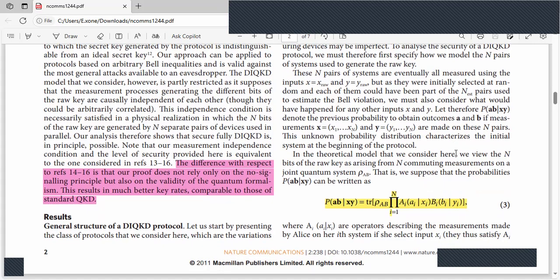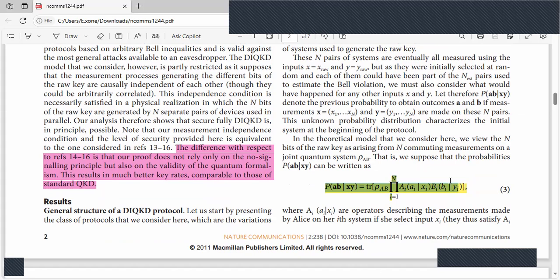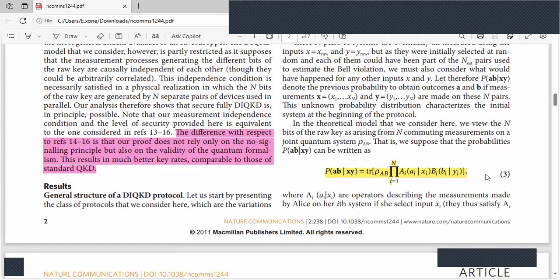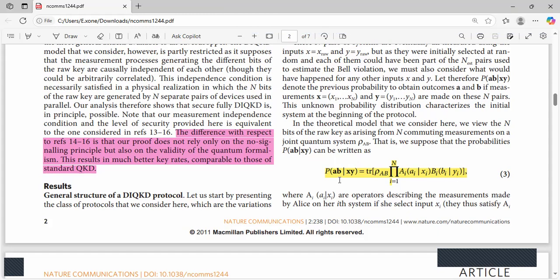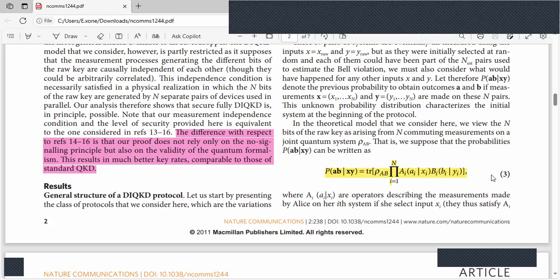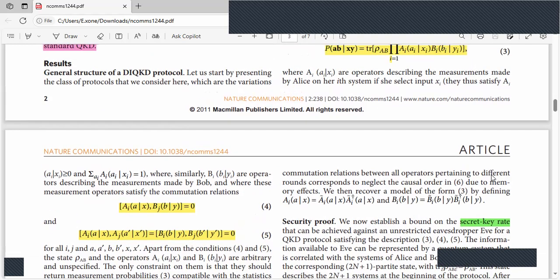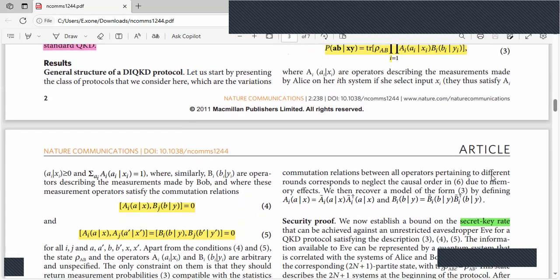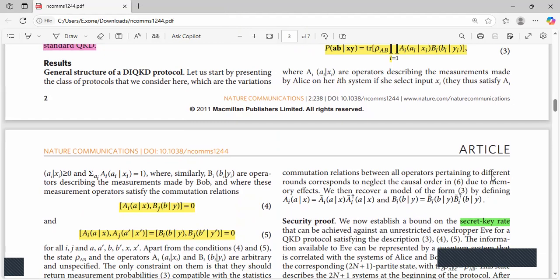So we are considering that these are quantum systems, and these quantum systems are described by some state rho AB, and the probability distribution should follow the distribution in equation 3. It is just the measurement based on some commuting measurement operators, applied on the given state rho AB, and the measurement outcomes are just the outcomes that Alice and Bob are getting in the whole process, and these distributions are just quantum distributions given in equation 3. So there are some conditions and assumptions on these operators that are describing the measurement on the given state rho AB.